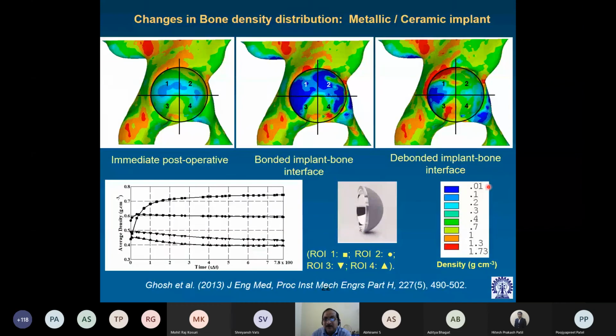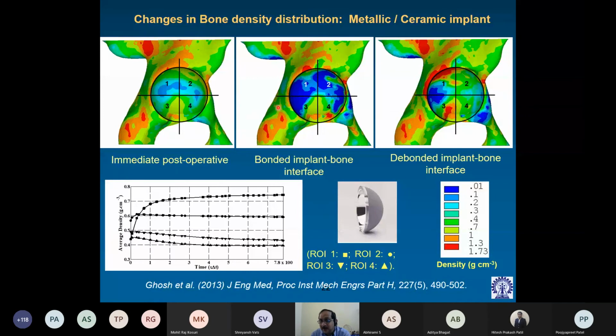Now, if you see what are the changes in bone distribution using a metallic or a ceramic implant in case of acetabular prosthesis, immediately the results are in front of you. So you have immediate postoperative, which is same as you see the starting point of the bone remodeling simulation. It is basically the density configuration with which you start. And in this, it is same as what the patient had before surgery.